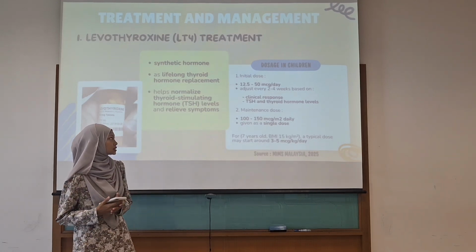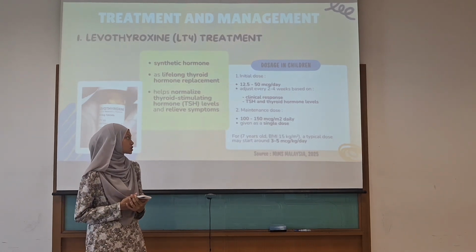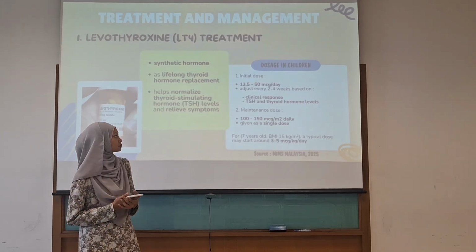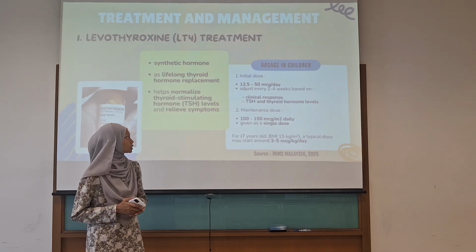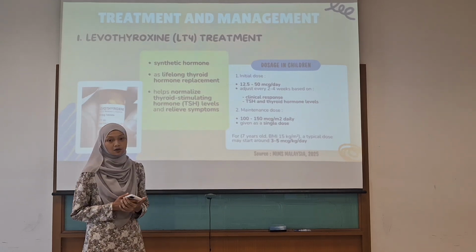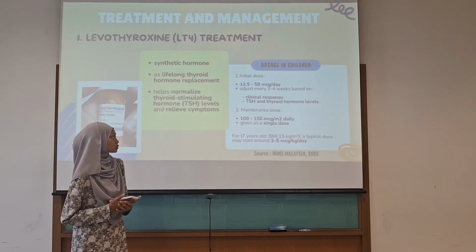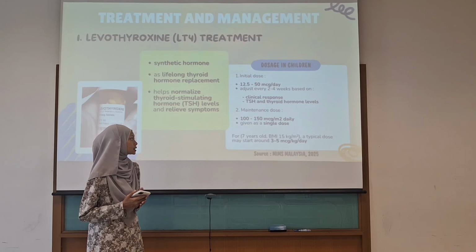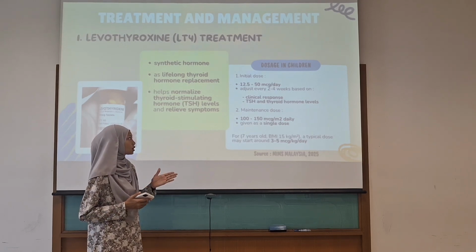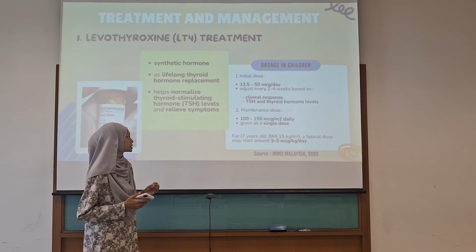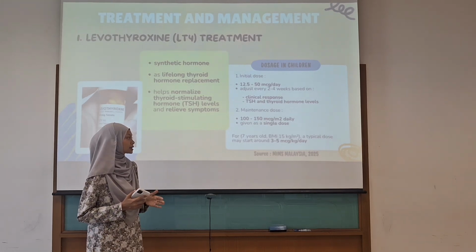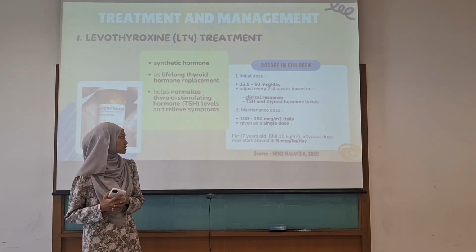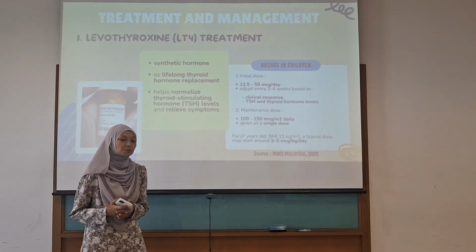So for the dosage in children, based on MIMS Malaysia 2025, the initial dose is 12.5 up to 50 mcg per day, and adjusted every 2 to 4 weeks based on the clinical response and TSH and thyroid hormone levels. The maintenance dose is 100 to 150 mcg per m square daily, and it is given as a single dose. For Lakshmi's case, as she is only 7 years old and her weight is 15 kilograms, the typical dose may start around 3 to 5 mcg per kilogram per day.